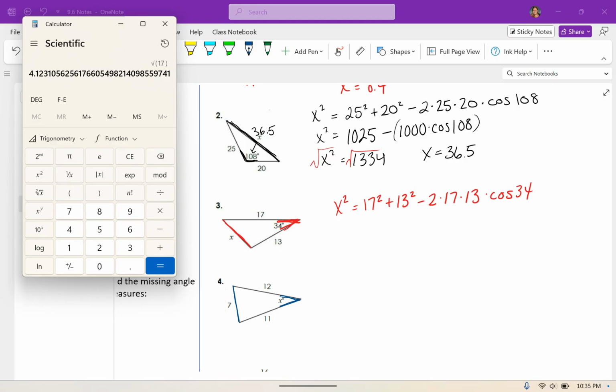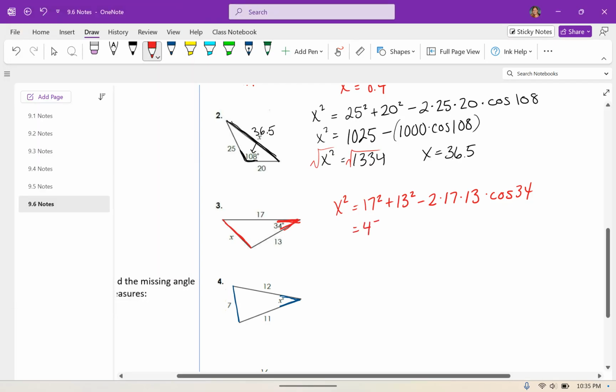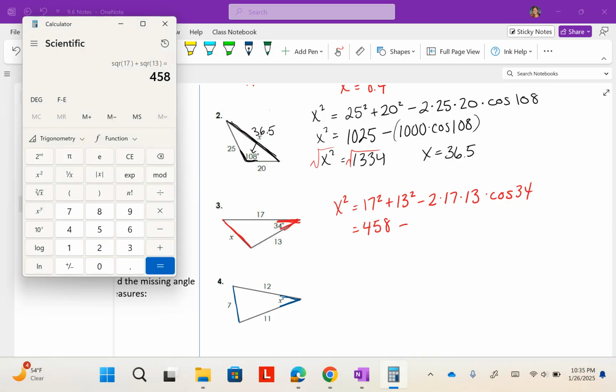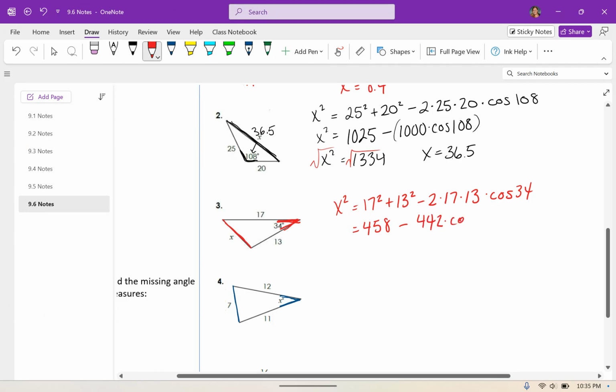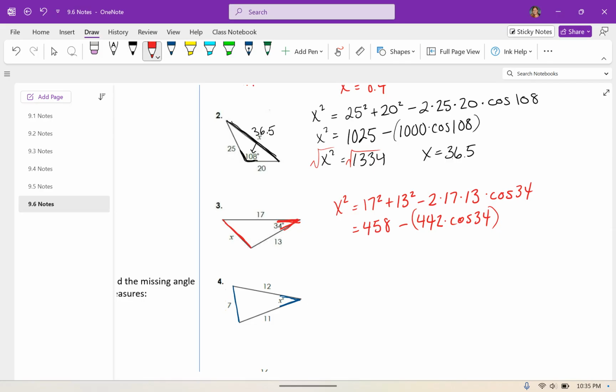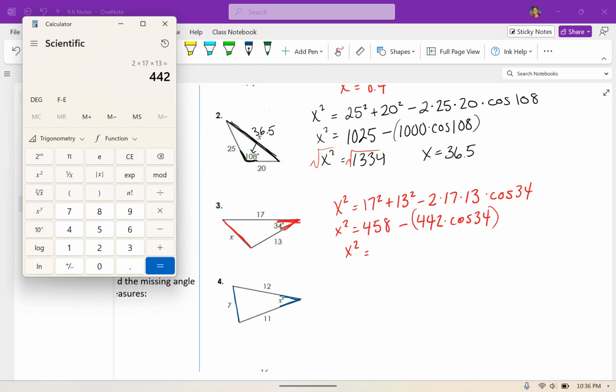17 squared, oops, wrong button. 17 squared plus 13 squared equals 458 minus 2 times 17 times 13 is 442 times cosine of 34. Okay. X squared equals 458 minus 442 times cosine of 34.